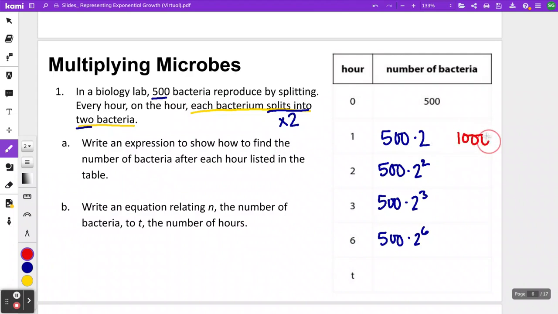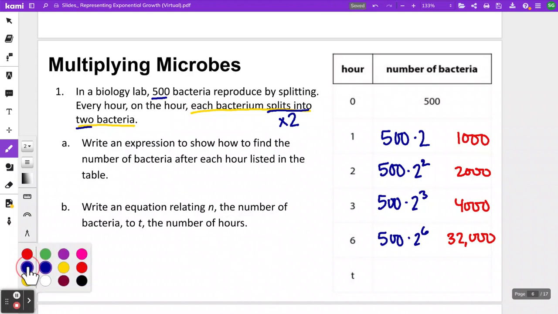We had already said after hour 1, there would be 1,000. After hour 2, there would be 2,000. Hour 3, there would be 4,000. And hour 6, there would be 32,000. I had to think for a second on that one. But like we had mentioned earlier, the part that's really going to help us for B is going to be those expressions in blue. The red part isn't necessary.